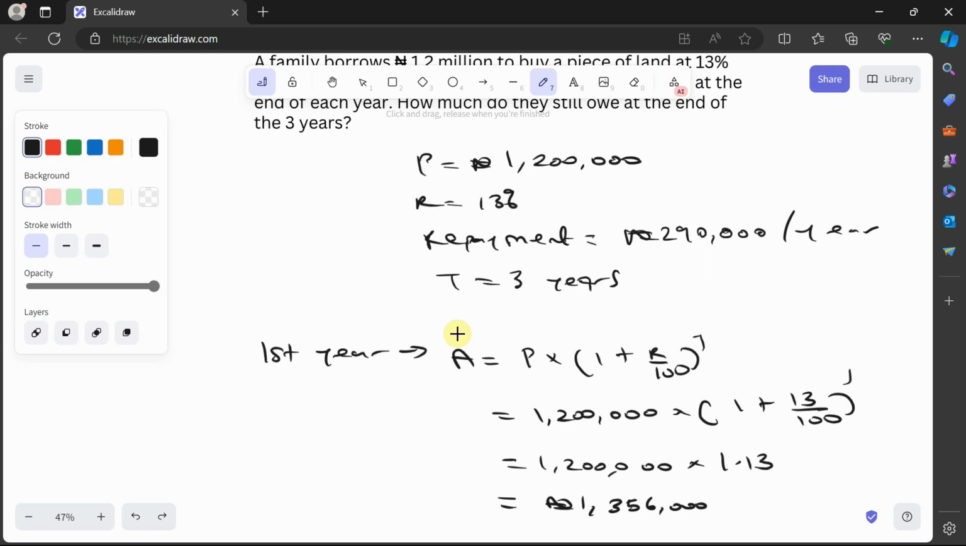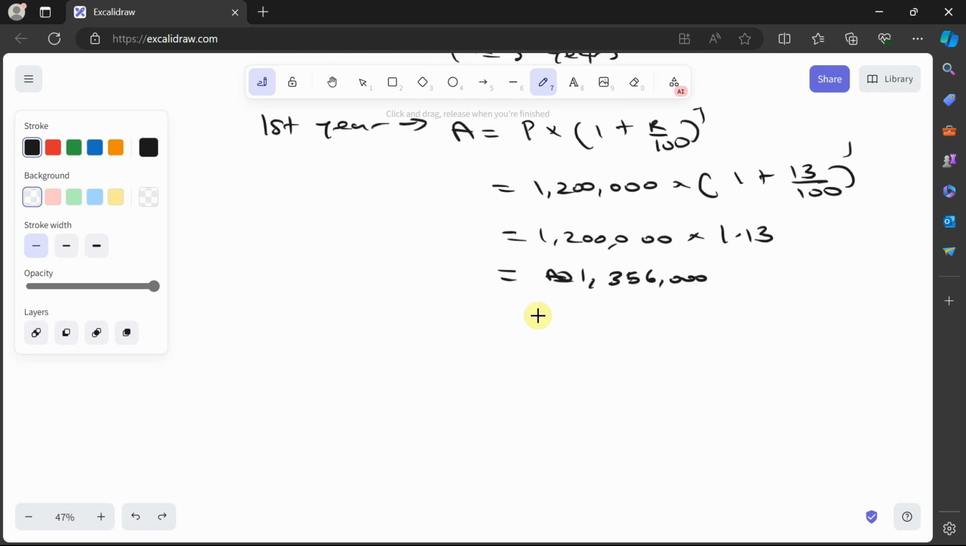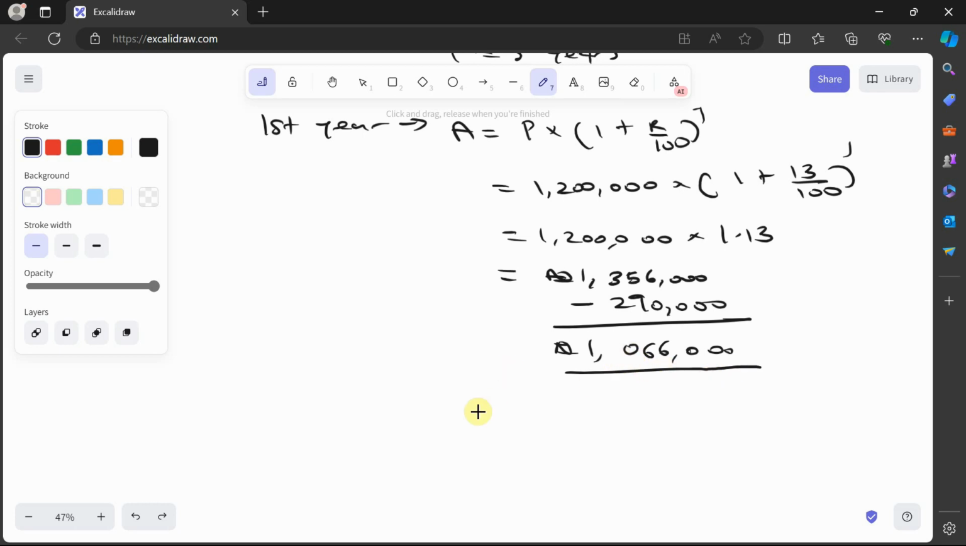But remember, they said that they repay 290,000 every year. So you have to subtract that amount from it. So out of this one, they paid 290,000. So if you subtract 290,000 from this, that will give you 1,066,000. So this is the amount that they owe after the first year, which will now be the principal for the second year. Remember, we're dealing with compound interest here. So for the second year, we'll still use this formula, but the principal is not going to be 1.2 million. It's going to be this value, which is 1,066,000 times 1 plus 13 over 100 raised to the power of 1.